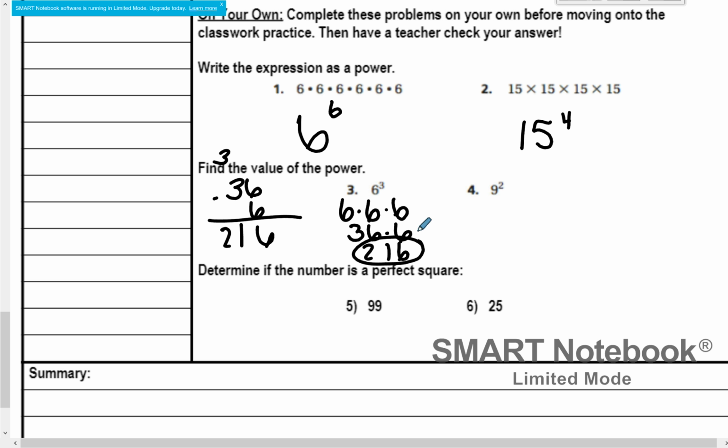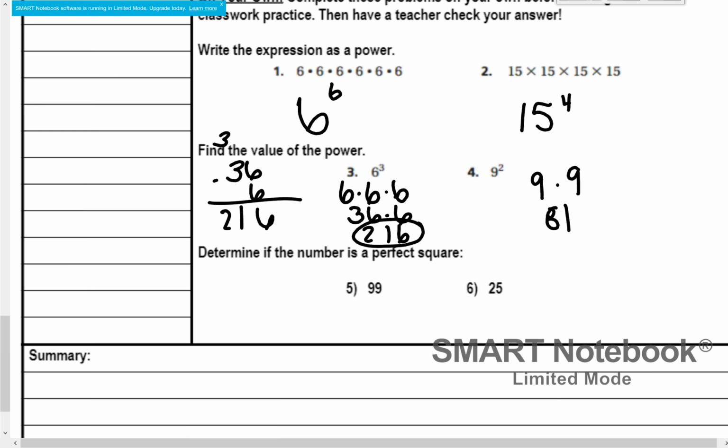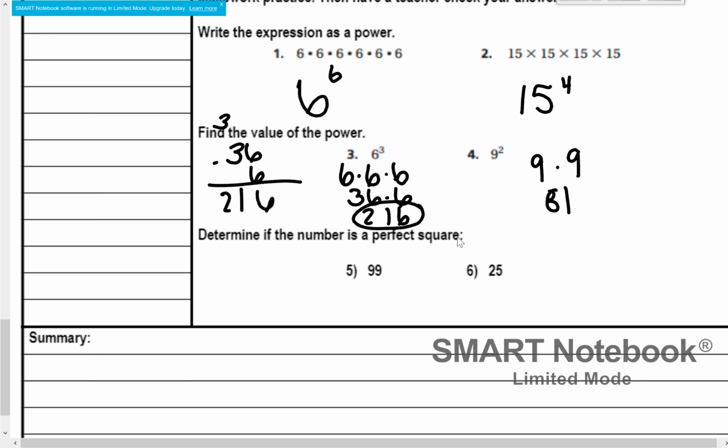All right, number 4 is a little easier. We just have 9 squared, meaning 9 times 9, which is 81. 81 is a perfect square because it's a whole number times itself to get us 81. Last one, perfect squares, 99. Now, I'm not sure if any number times itself is going to equal 99, but I'm going to use some mental math, and I know 10 times 10 is 100, which is pretty close to 99. So I'm going to say 10 times 10 equals 100.